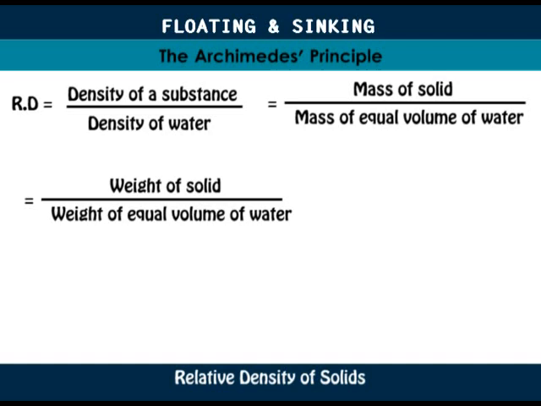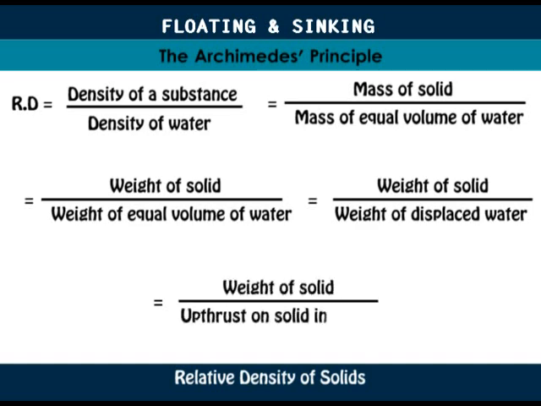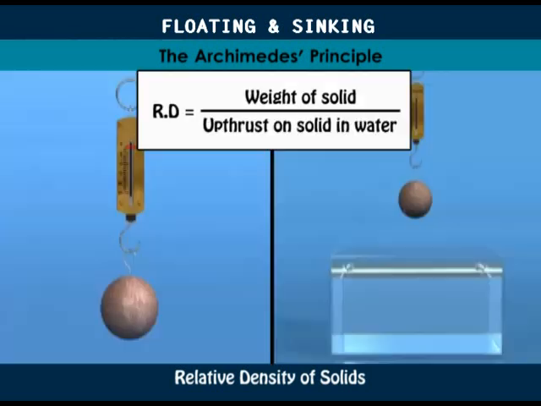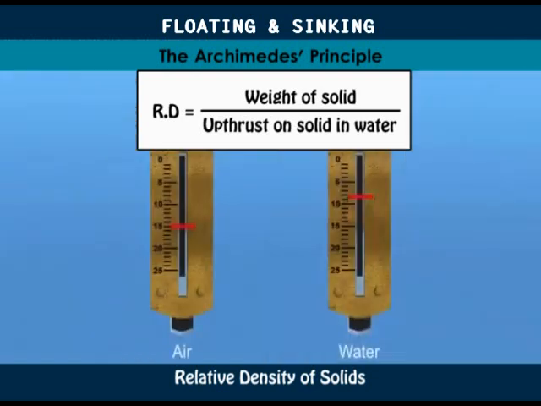And considering that a solid displaces its own volume of the liquid in which it sinks, relative density can also be expressed as weight of the solid over weight of water displaced by the solid. But weight of water displaced by the solid is equal to upthrust, and therefore the relative density of a solid is given by weight of a solid over upthrust on solid in water. To determine the relative density of a solid, the solid is weighed in air and then when totally immersed in water. The upthrust is calculated and relative density determined from the formula above.